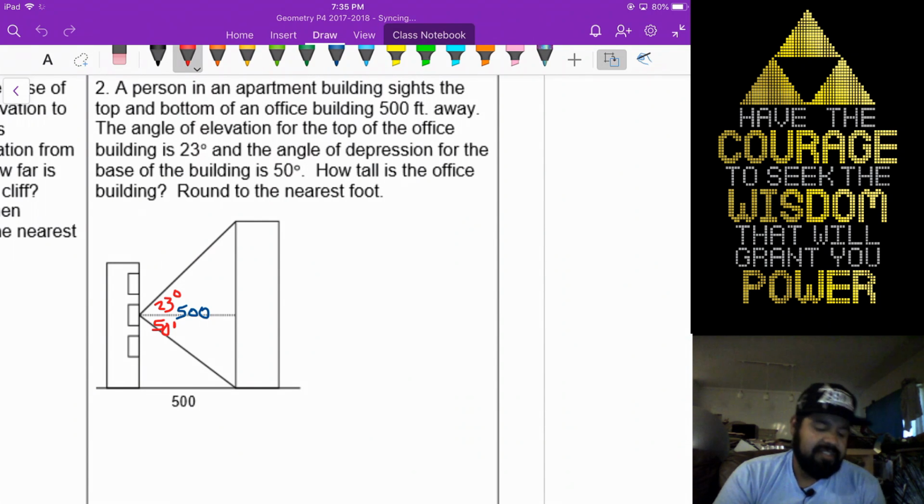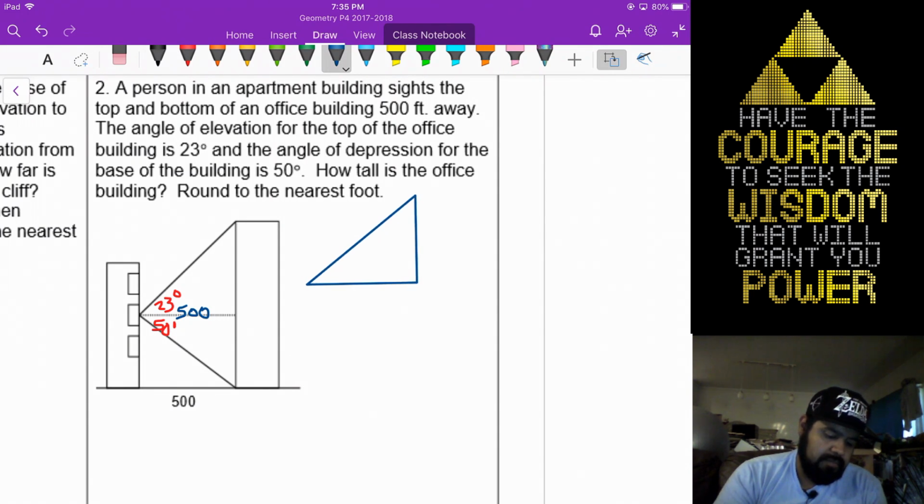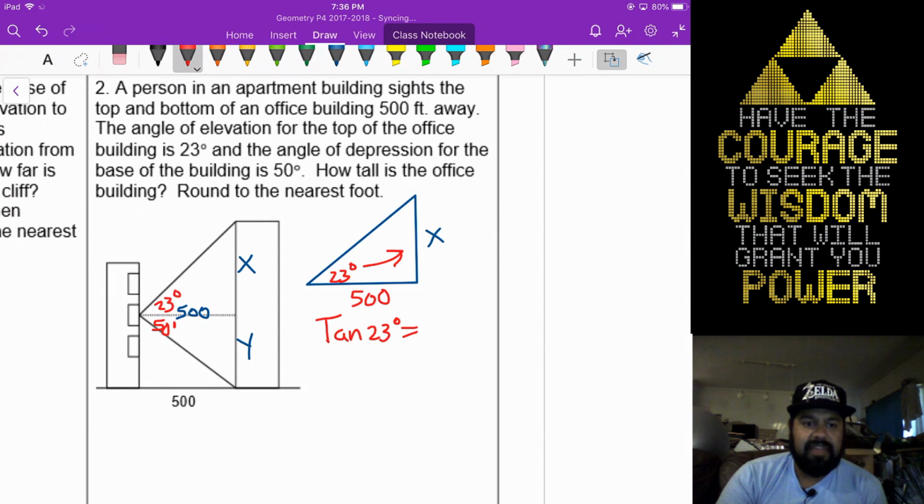Now we want to figure out how tall this building is. Well, if I separate my triangles, the height of the building, let's call this x and this y. I need to find the heights for both of those sections and add them together. So here's my 23 degrees. Here's my 500. So for that triangle, we're going to say sine of 23 degrees because that is the opposite. Wait, no. I lied. It's not sine, it's going to be tangent, because we have the opposite and the adjacent.